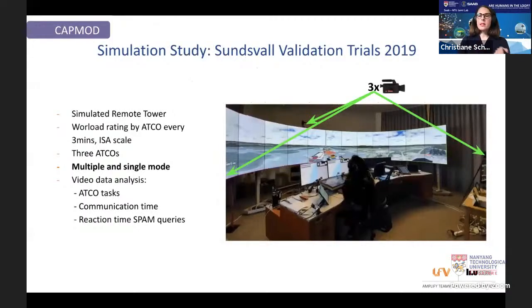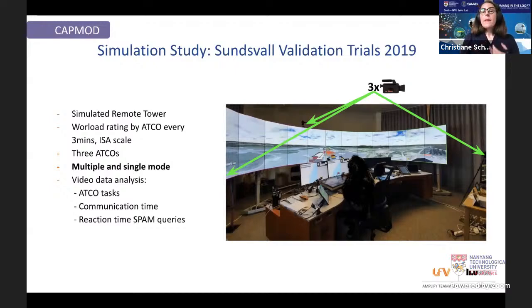So as I said on this first slide of the method that we have, here we used a simulation study from the Sundsvall validation towers from 2019. So it's a simulated remote tower. The 3 ATCOs rated their workload every 3 minutes. We use the ISO scale here, so that's a scale from 1 to 5. We have 3 cameras from which we do video recordings, and from these recordings we obtain the controller tasks, the communication times, and also other measures like the reaction time to spam queries, which we'll not look into in detail today.